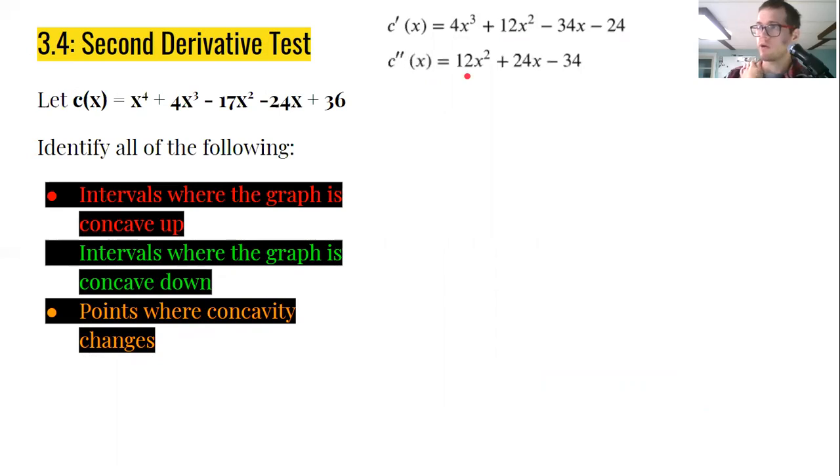And I get 12x squared plus 24x minus 34. Now that I have the second derivative, let's see where it's 0. Now, the fun part, and fun's probably relative here, is we're going to have to use quadratic formula on that because it doesn't factor nicely.